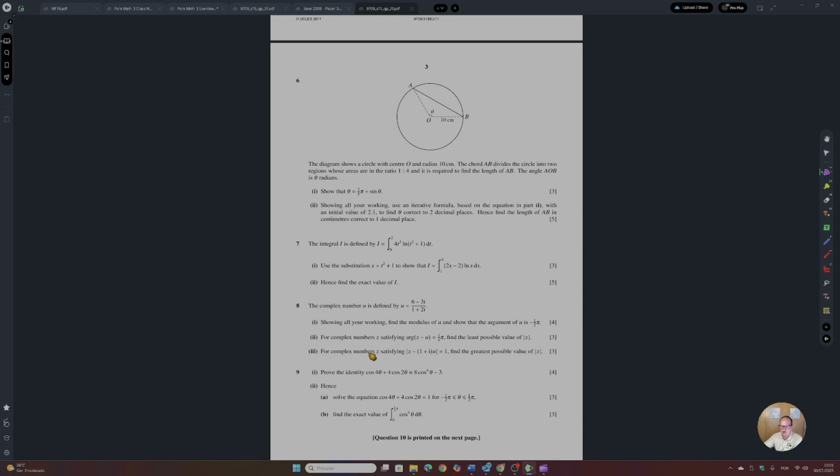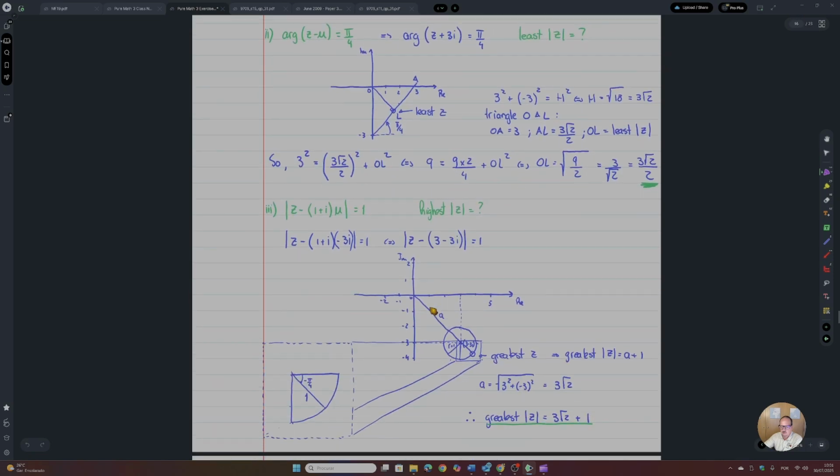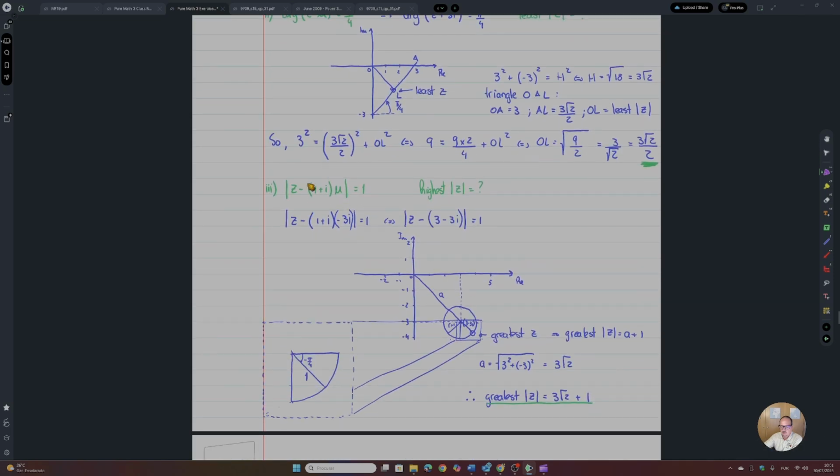Last one. For complex numbers z satisfying the modulus of z minus 1 plus i times u equals 1, find the greatest possible value of the modulus of z. Same approach. So let's first of all draw, calculate this. u is minus 3i, so eventually it becomes this. This is the point of reference, 3 minus 3i, so the point is over there.